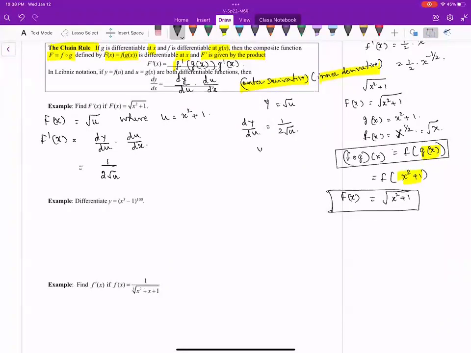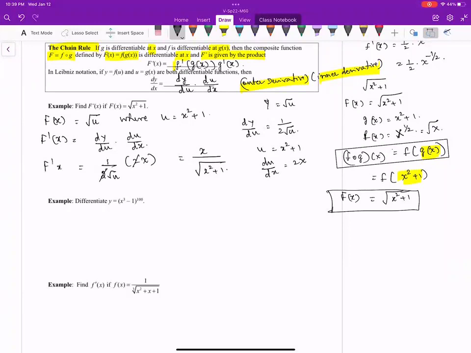Then what is du by dx? That is the derivative with respect to x, which will be 2x. So these two cancel out, giving x over square root of u. What is square root of u? Square root of x squared plus 1.